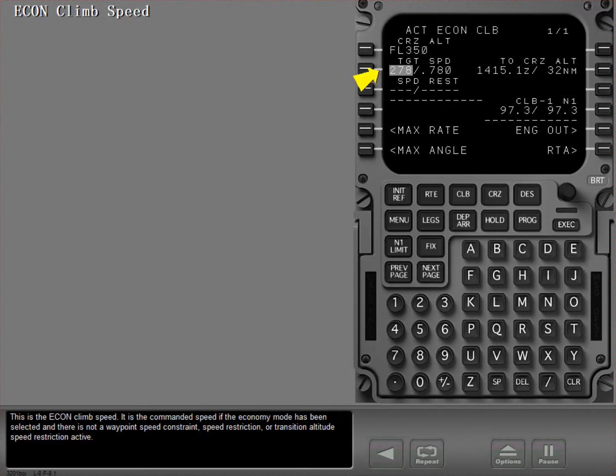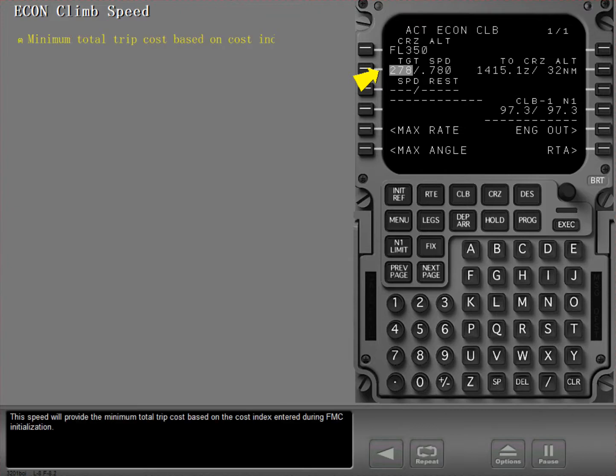This is the ECON climb speed. It is the commanded speed if the economy mode has been selected and there is not a waypoint speed constraint, speed restriction, or transition altitude speed restriction active. This speed will provide the minimum total trip cost based on the cost index entered during FMC initialization. High weight or high cost index will result in a higher ECON climb speed.